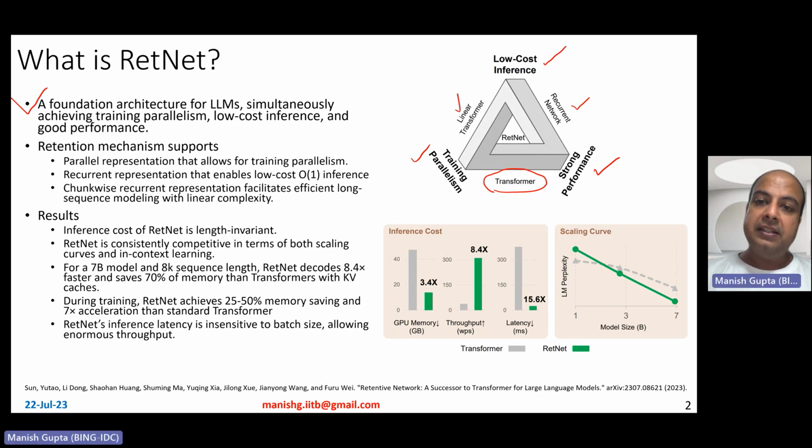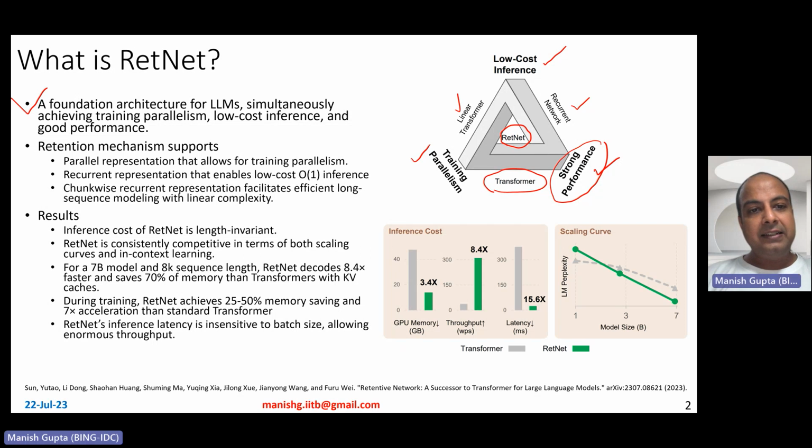Then there are these linear transformers, a variant of transformer networks, which help you get training parallelism and low cost inference, but at the cost of performance losses. Right? But what RetNet tries to get you is a combination of all the three: low cost inference, training parallelism, and strong performance. So in this video, I'll try to get into details of how this is done. This video is going to be a little mathematical in nature. However, I'll also provide enough intuitions to make it easy to consume.